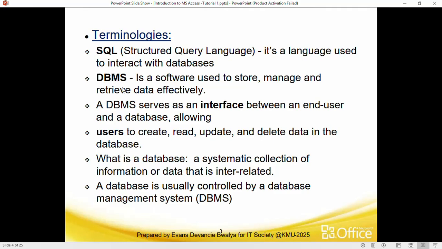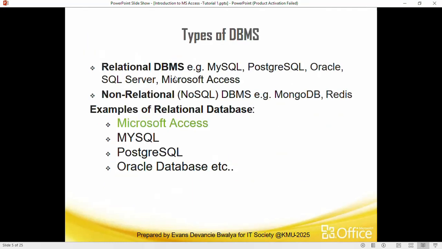Now, a database is just a systematic collection of related data. Usually it is controlled by the DBMS. Now there are two main types of DBMS: relational and non-relational. The types of database management system are many, but let's just look at these two, relational and non-relational.